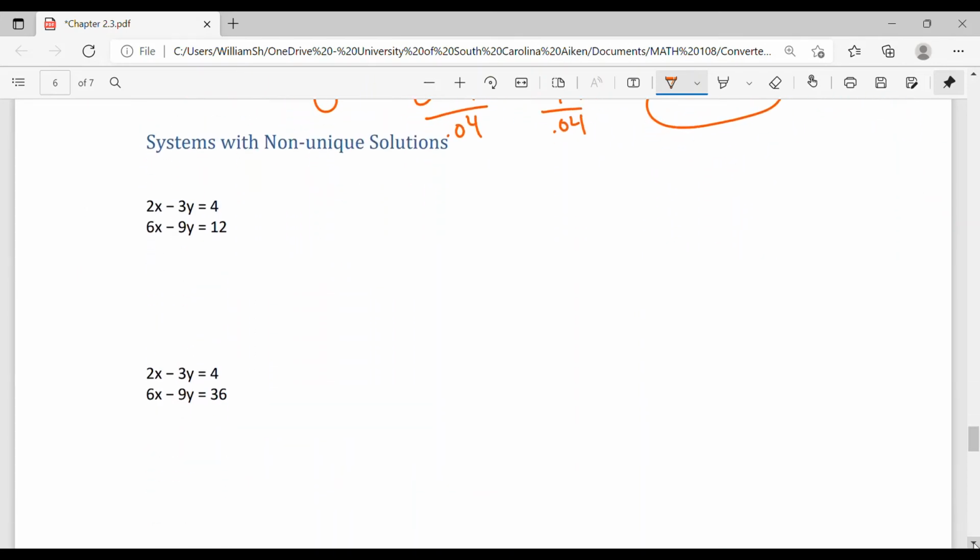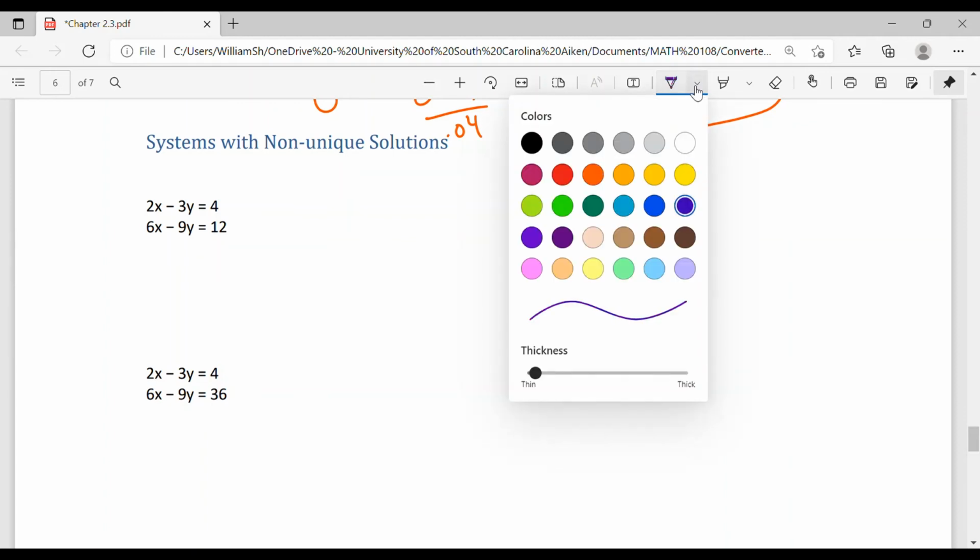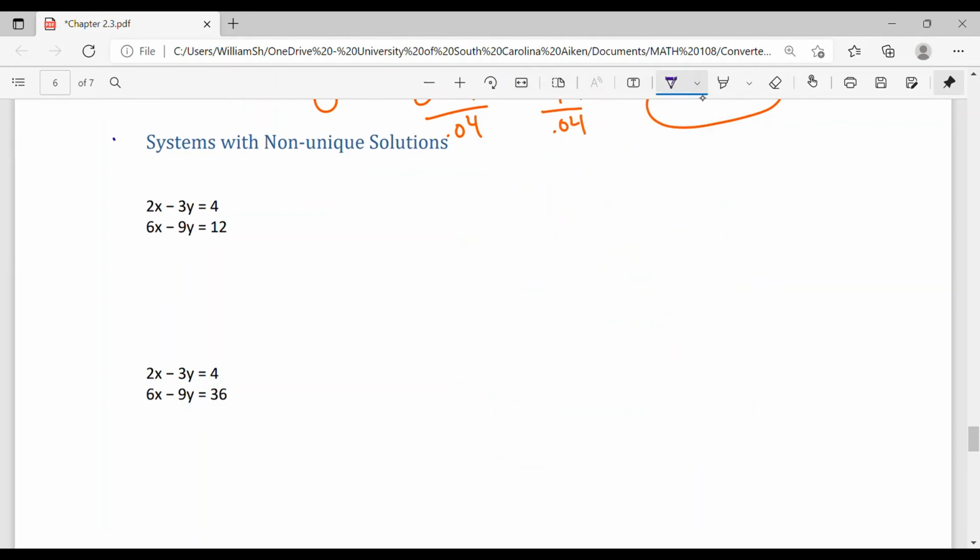Now, something to be aware of are systems with non-unique solutions, which happens sometimes. So we want to look at kind of how those look and how those set up. Okay, so we've got our systems of equations here. I am going to solve it by elimination. And to do that, I'm going to multiply this top equation by 3. If I do that, I get 6x minus 9y equals 12. And I'm going to rewrite this bottom equation, which is 6x minus 9y equals 12.